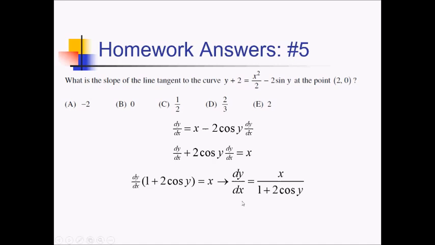And at this point, we're going to have to go ahead and plug in the point 2, 0. So evaluating the derivative at 2, 0. In the numerator, we have the x value 2. Denominator, we have 1 plus 2 times the cosine of the y value 0. Cosine of 0, that's going to be 1. So this is really 1 plus 2, which is 3. So 2/3 when the dust settles for choice D.